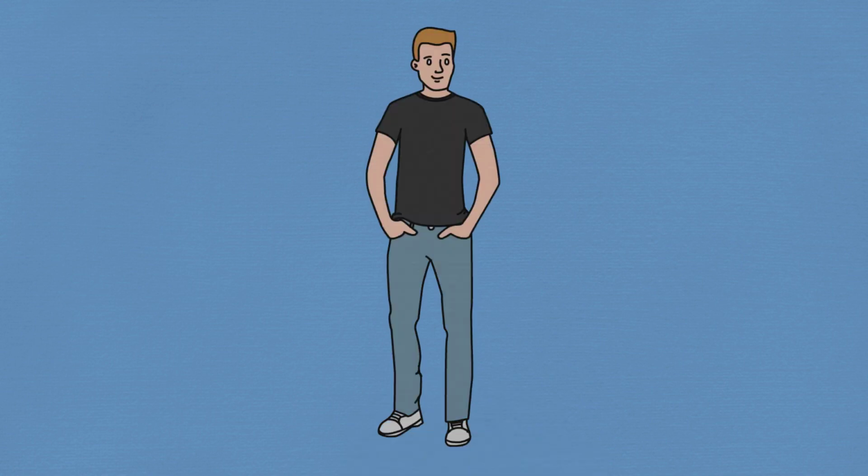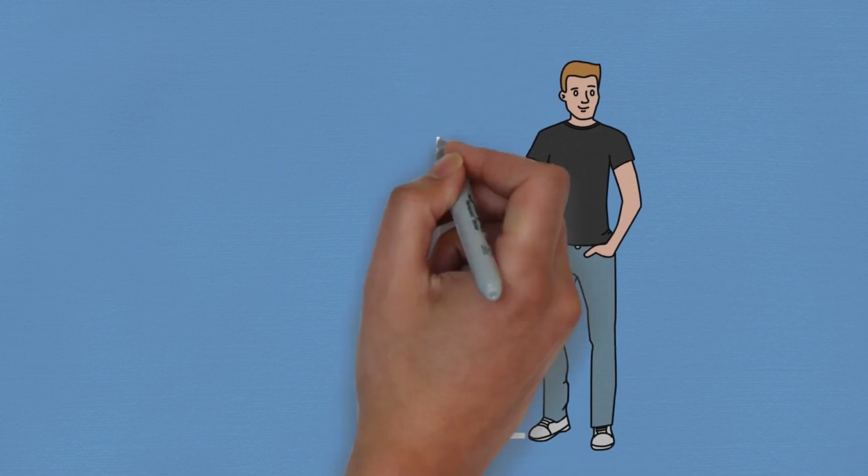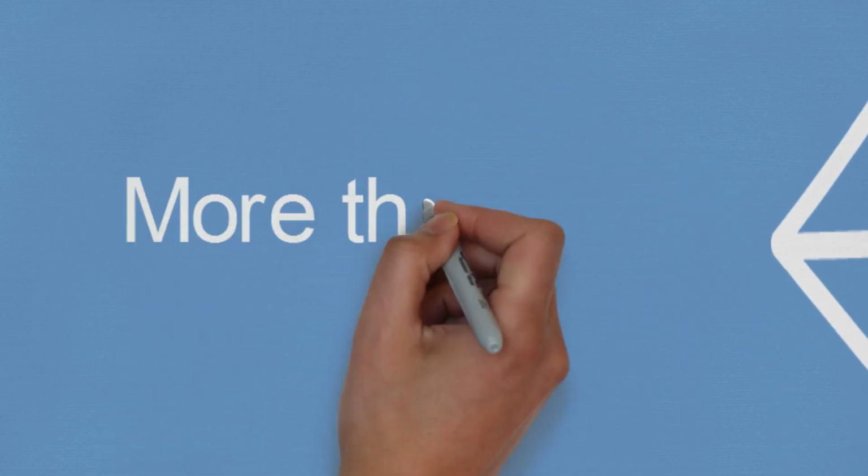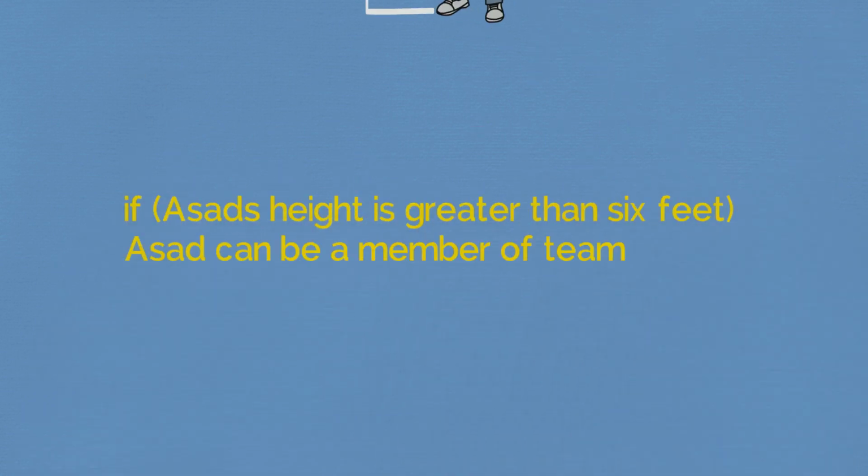We can understand it from the example that Asad can become a member of the basketball team if he has a height of more than 6 feet. In this case, the condition will be: if Asad's height is greater than 6 feet, Asad can be a member of the team. We have written the condition in the English language. Now let's see how we can implement this in terms of variables, operators and C++ statements.